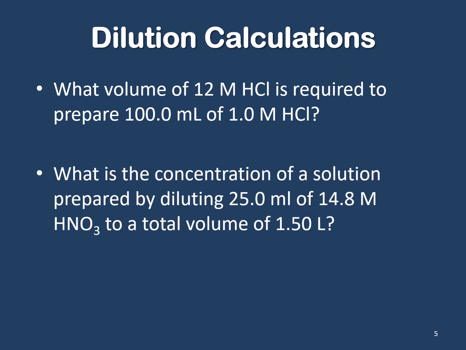Okay, what is the concentration of a solution prepared by diluting 25 milliliters of 14.8 molar nitric acid to a total volume of 1.5 liters? Again, we can use M1V1 is equal to M2V2. Now here, this is M1, this is V1, and this is V2, and what we're being asked to solve for is the new molarity, or in other words, M2. Now there's a slight issue.